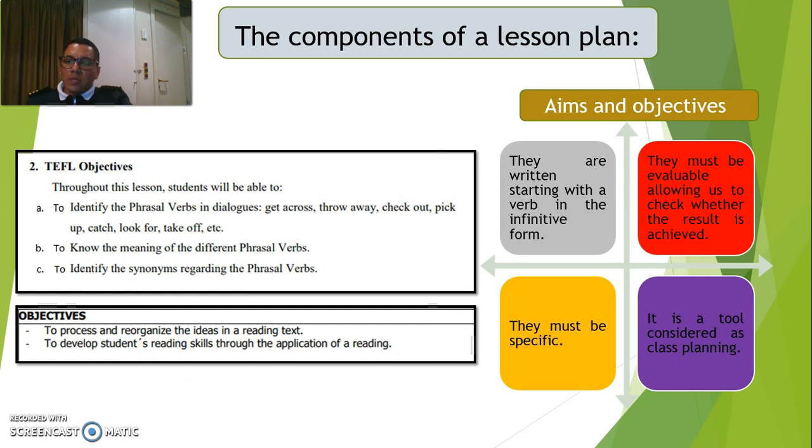In addition, aims and objectives are written starting with a verb in the infinitive form. They must be specific, okay? So in my real picture again, I wrote in the first picture 3 objectives and in the second one only 2. It depends on you, but the idea is that the objectives are well structured. The format could be different. It depends.